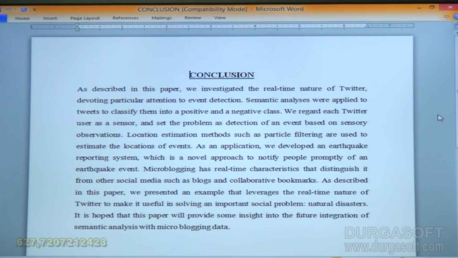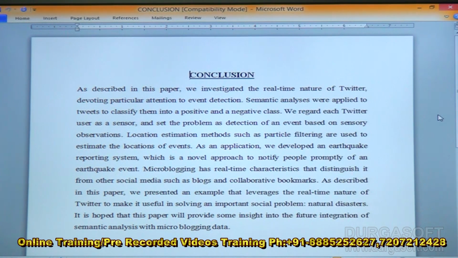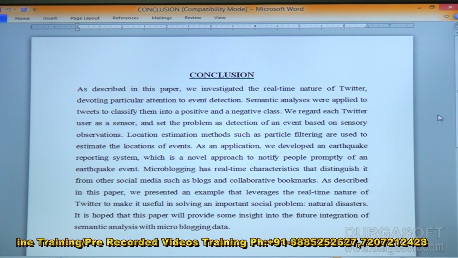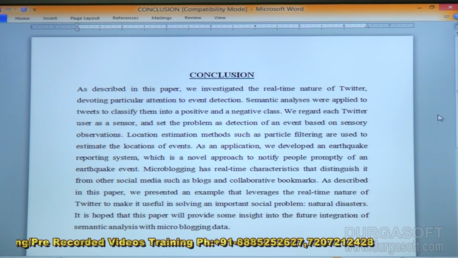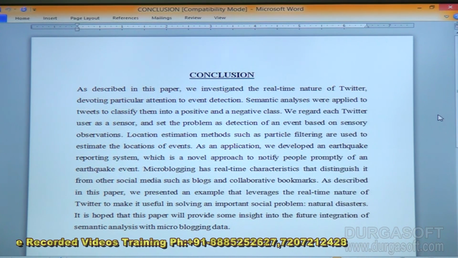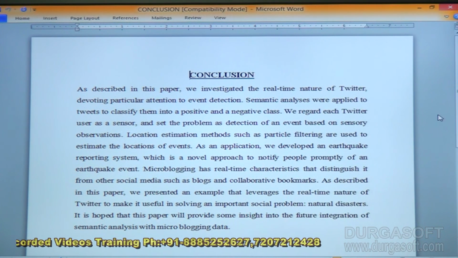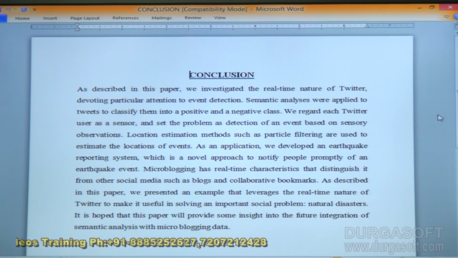As part of the conclusion, as described in the paper, we are investigating the real-time nature of Twitter, devoting particular attention to event detection. So we are doing event detection, finding how to detect the events. Semantic analysis was applied to the tweets to classify them into a positive and a negative class. So we will be classifying whether it is positive or negative, or non-traffic or traffic, and there are a lot of ways. Based on all these things we give some labels and find out whether it is a real problem or not.